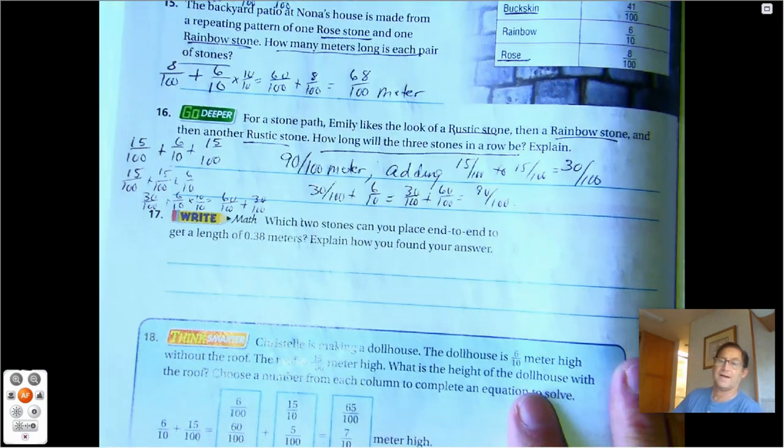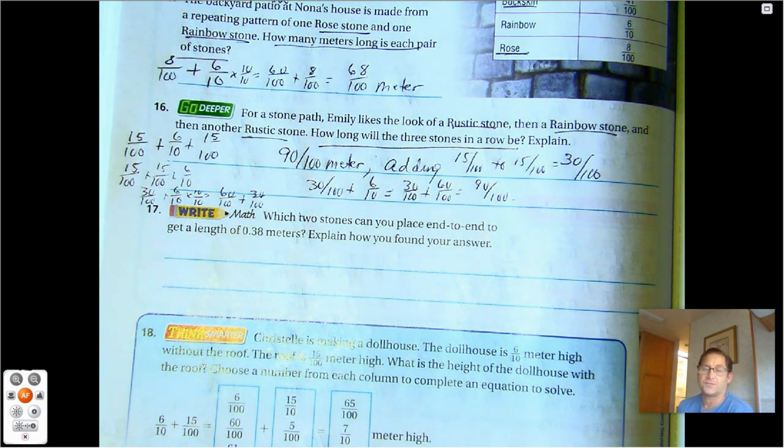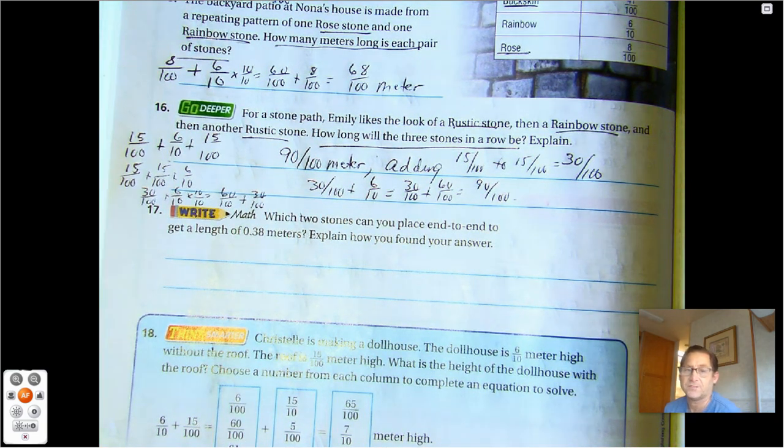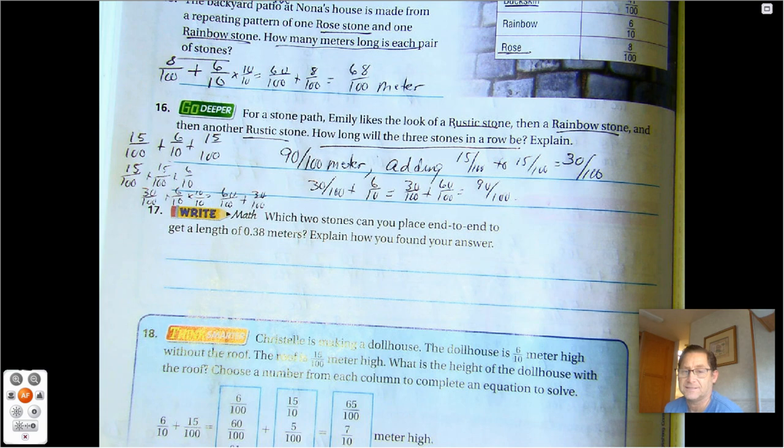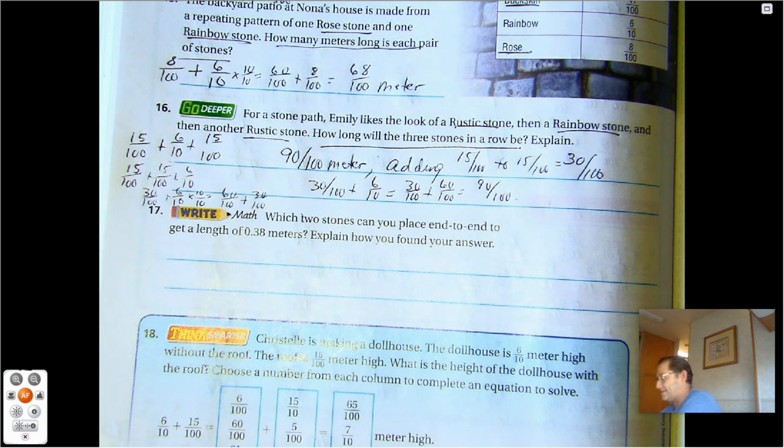Okay. So adding 15 hundredths plus 15 hundredths is 30 hundredths. 30 hundredths plus 6/10 is the same as saying 30 hundredths plus 60 hundredths, which gives us 90 hundredths.